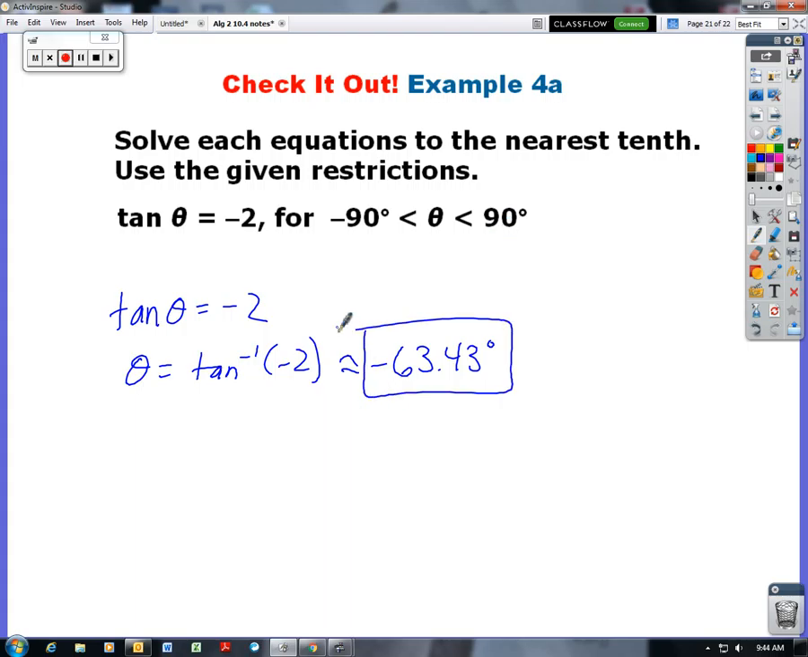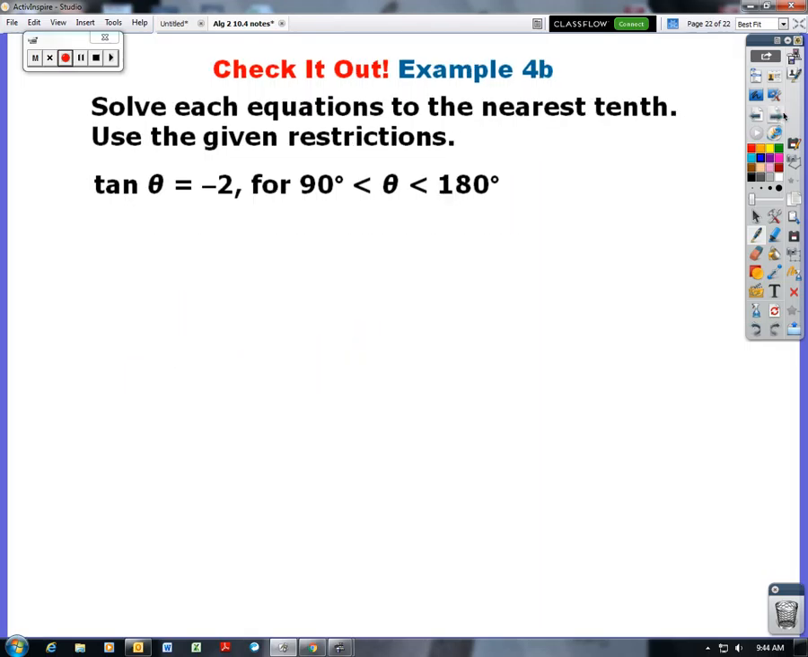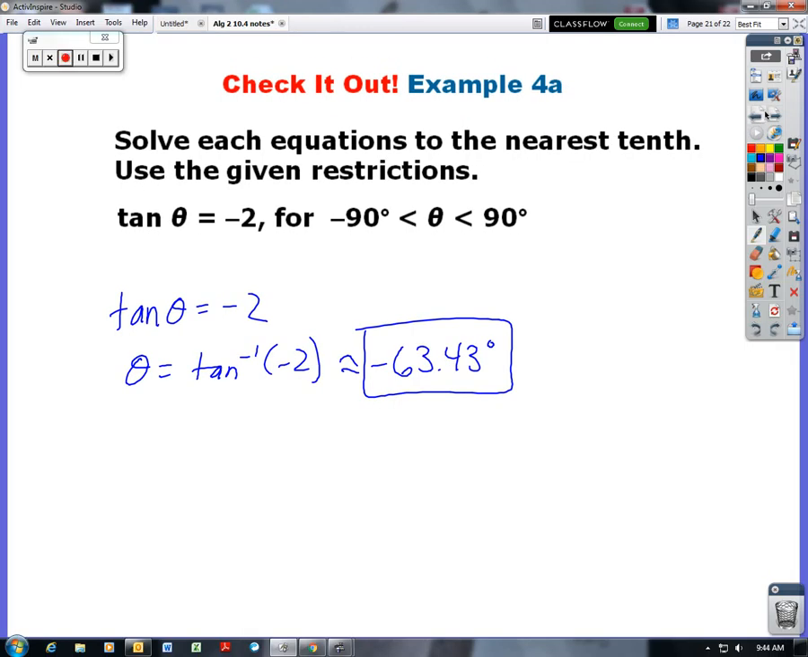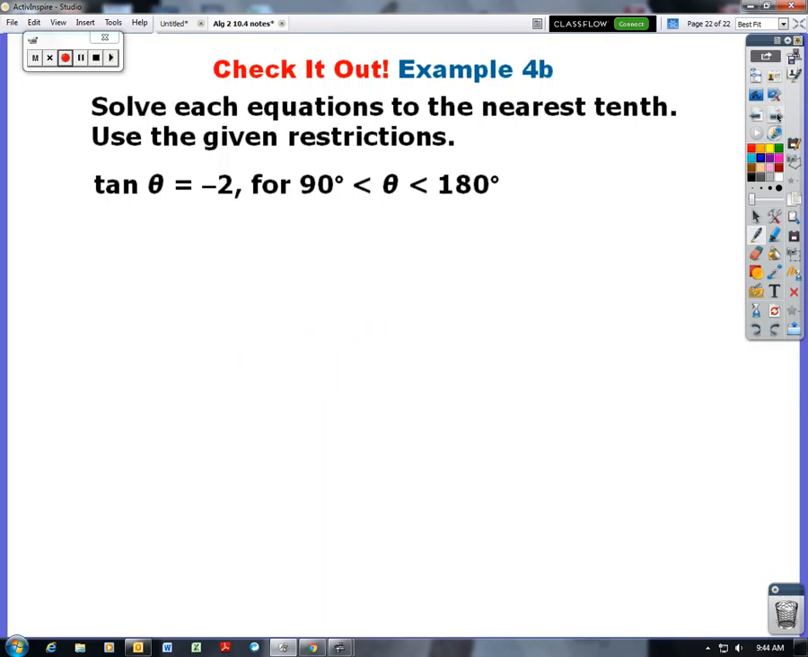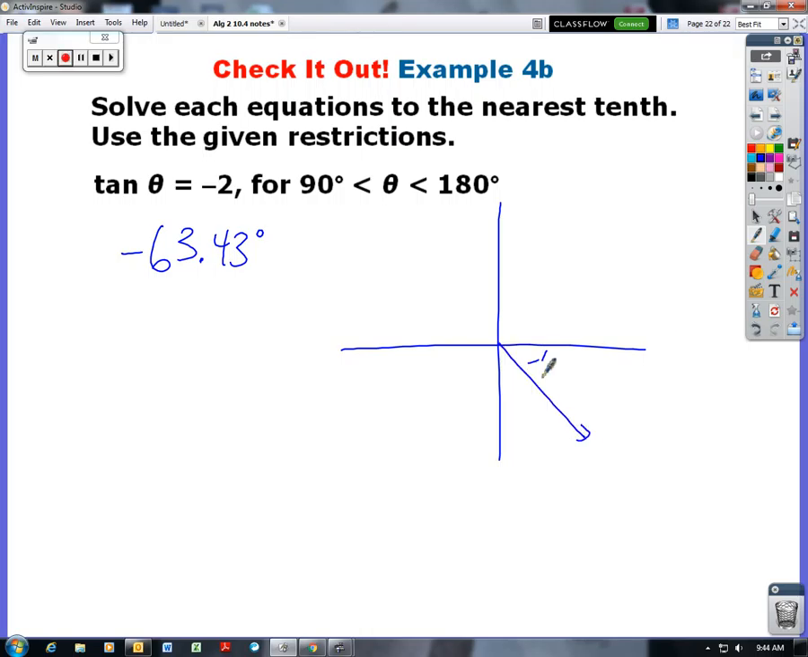Then on the next, I do believe they're going to have a different restriction, from 90 to 180. So let me come back. -63.43 degrees is what I'm going to get when I put that in my calculator. The calculator is going to give you that value every single time. The calculator is not going to tell you the angle between 90 and 180. We have to figure that out by drawing a picture. So I'm going to draw -63.43, that's down here.